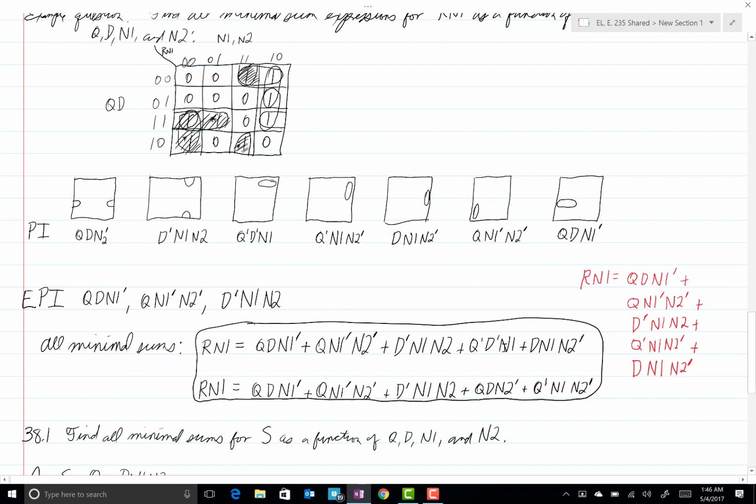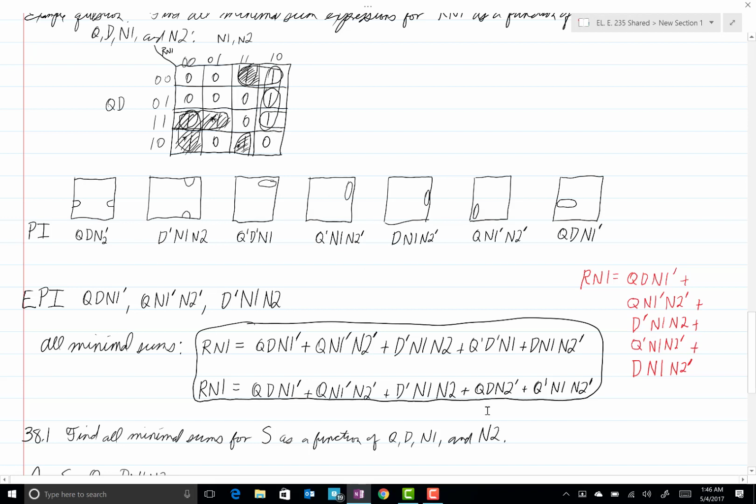And if you look in this first minimal sum, Q prime D prime N1 plus D N1 N2 prime, that's what we added to the essential prime implicants for the first minimal sum. And just to make sure you understand, that would be this prime implicant up here on the top row, and it would be this prime implicant.